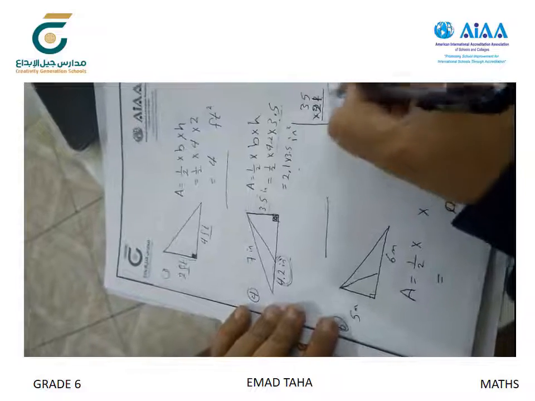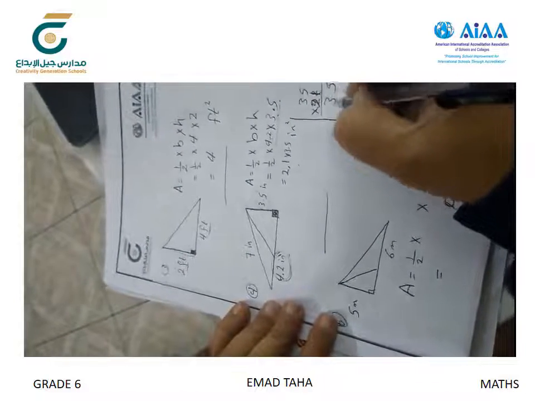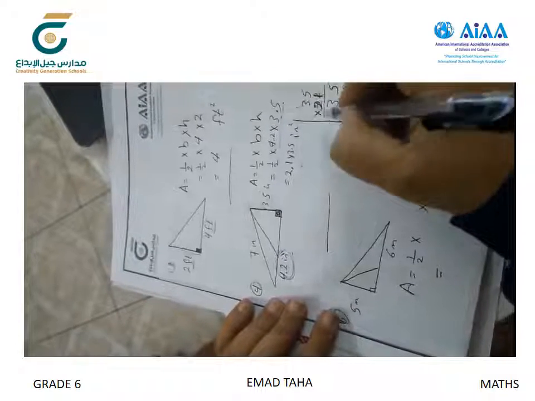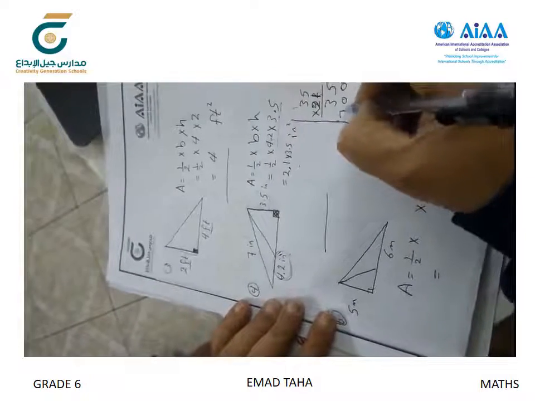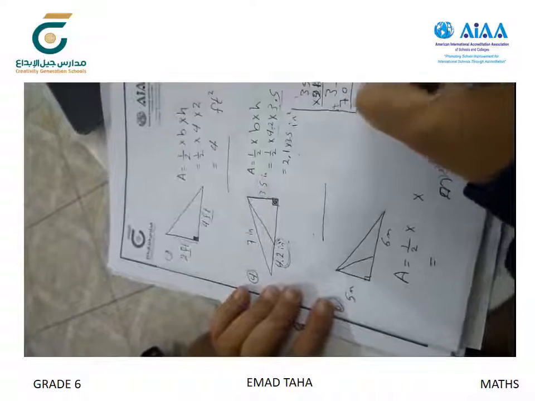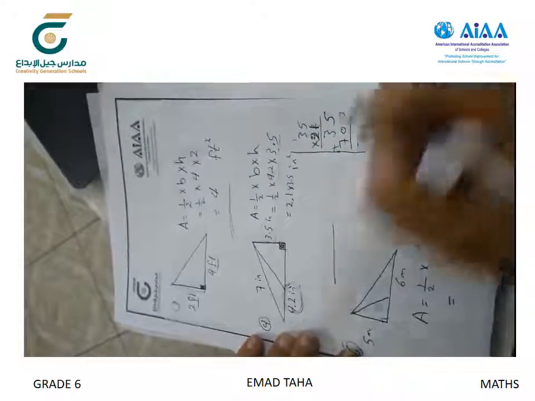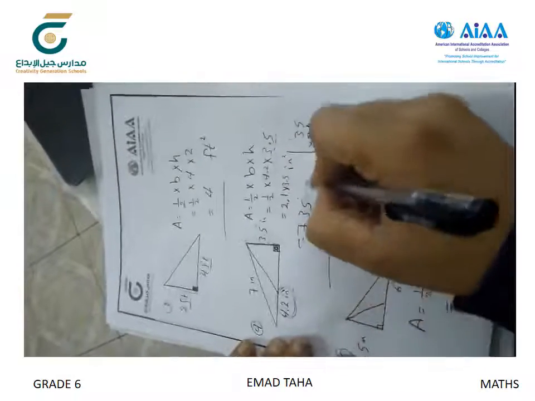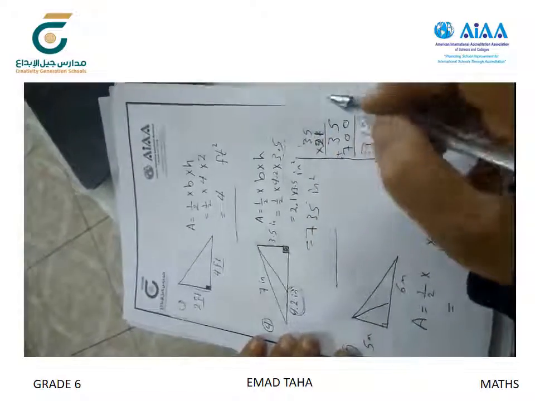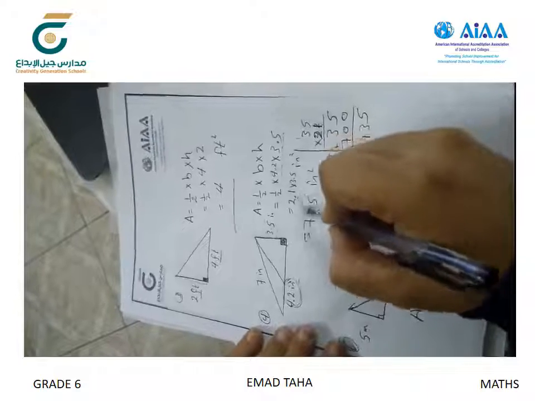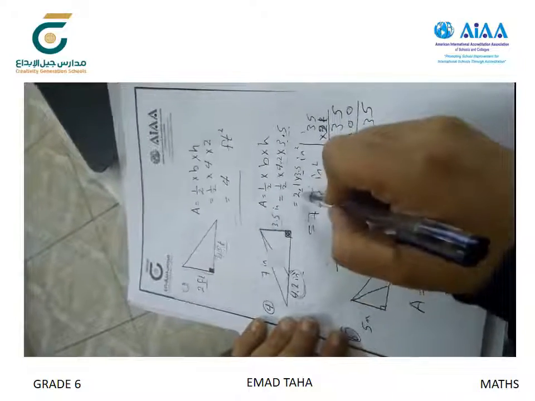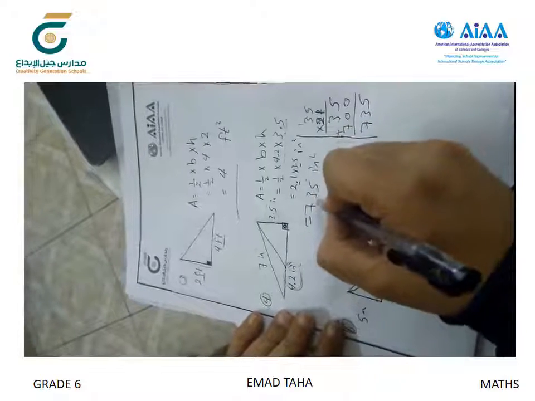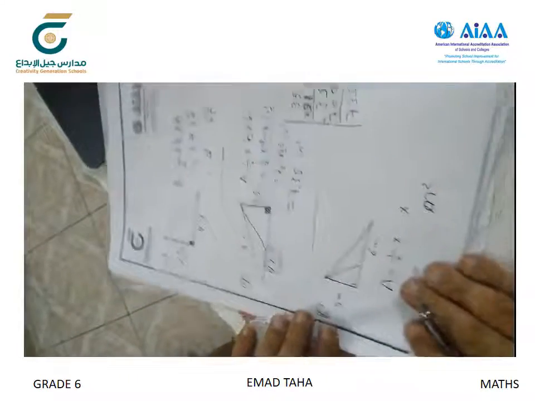1 times 5 equals 5. 1 times 3 equals 3. Then put 0. 2 times 5, 10. 0 and up 1. 2 times 3, 6 plus 1, 7. Add 5, 3, and 7. So the answer equals 735 square inches. The decimal point here is after one place and here after one place. 1 plus 1 equals 2. So the decimal point must be after two places, 7.35.